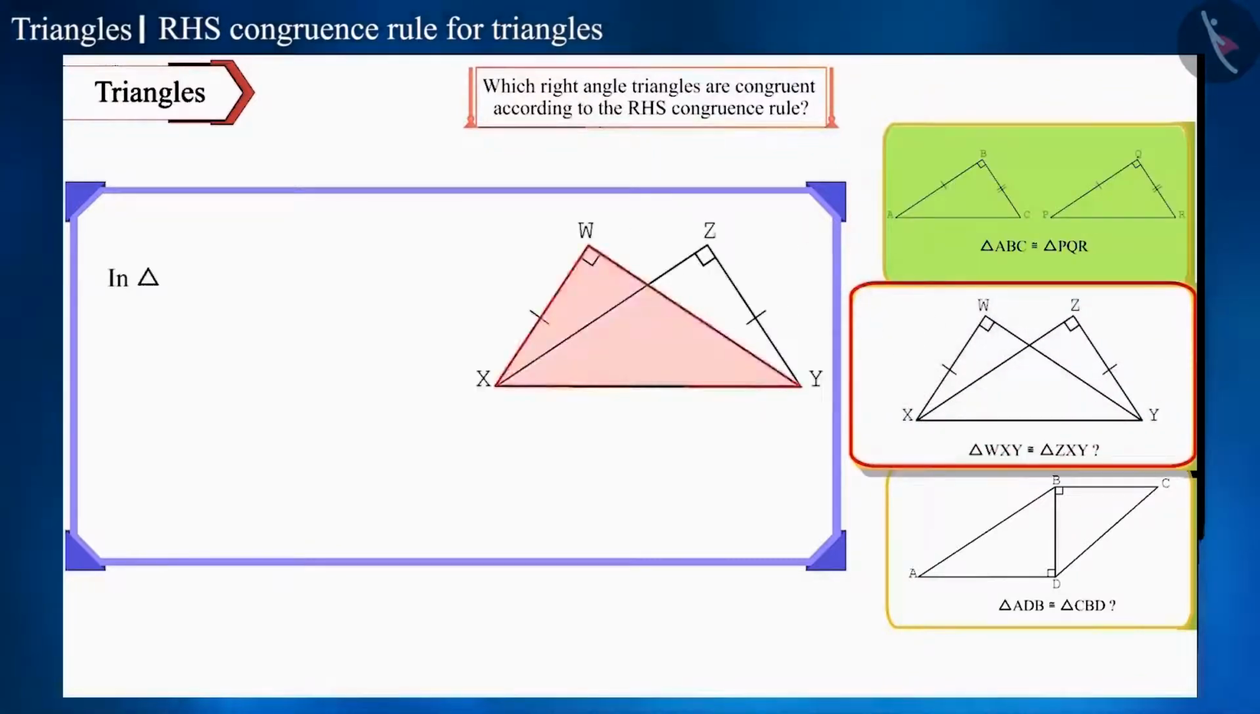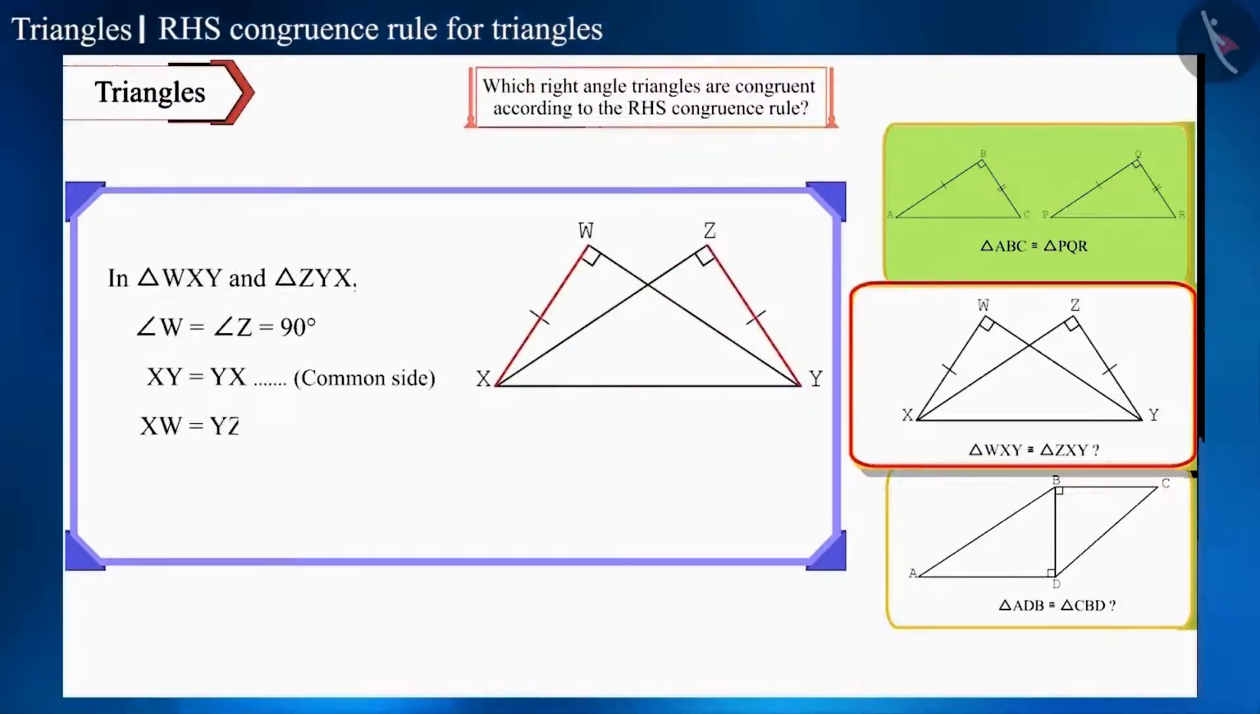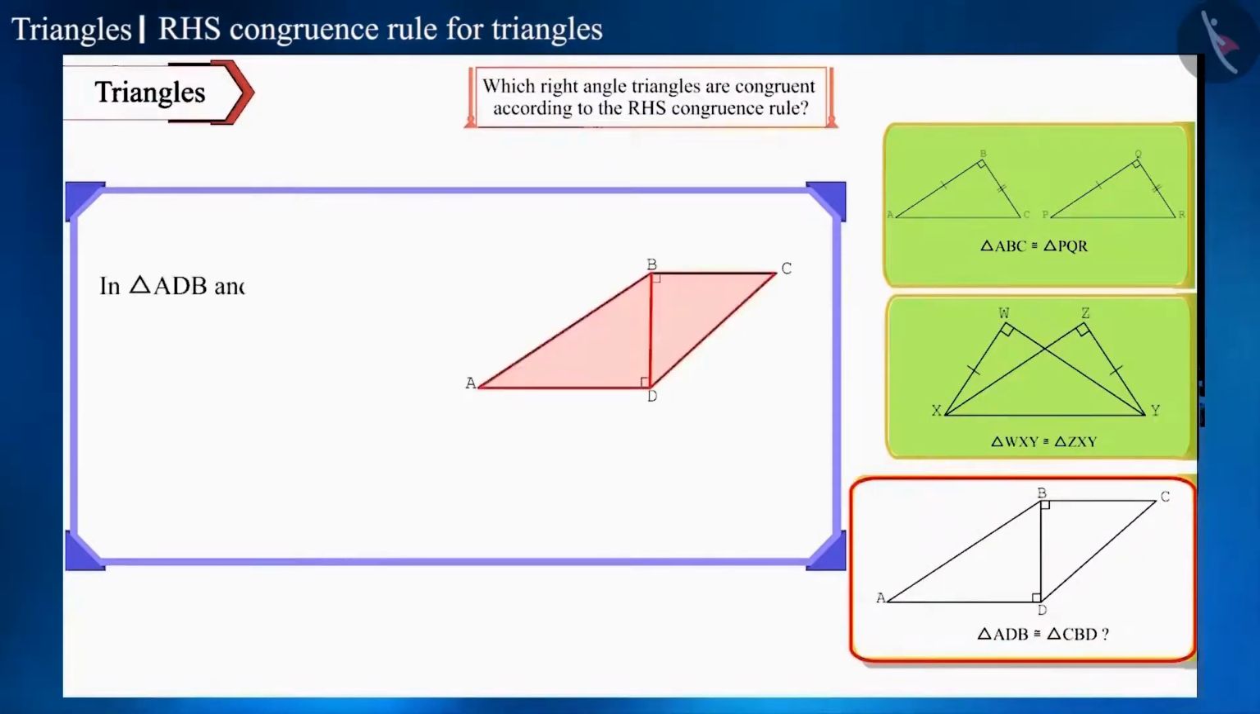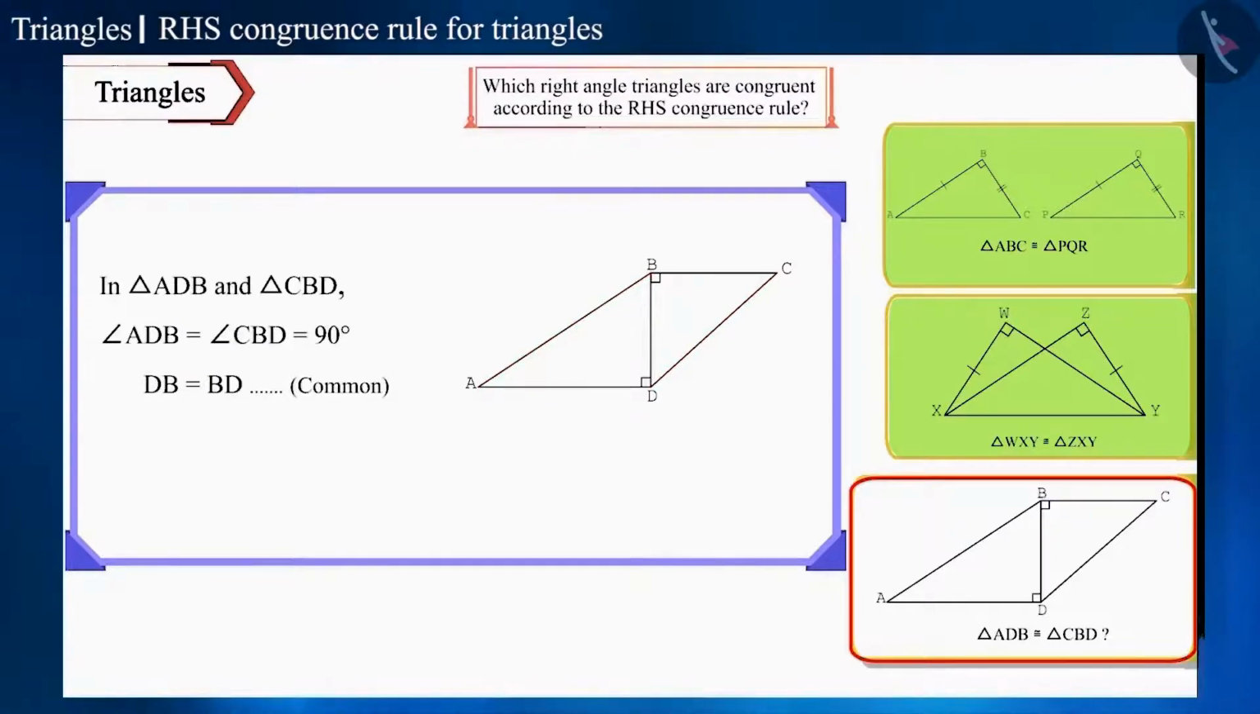In the second pair, in triangle WXY and triangle ZYX, angle W and angle Z are right angles. Hypotenuse XY is the common hypotenuse and side XW is equal to side YZ. So these two triangles are congruent by the RHS congruence rule. Now let's move to the third pair. In the third pair of triangles also, only the right angles and one common side are equal, but their hypotenuse are not equal. Therefore, these triangles will not be congruent by the RHS congruence rule.